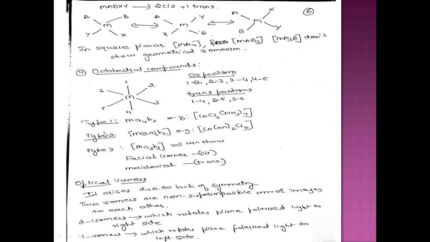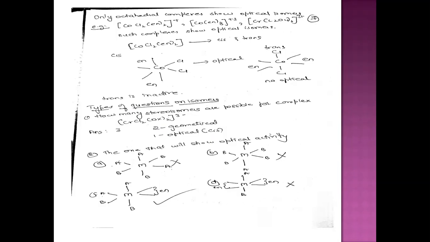Correct. Now for geometrical: this is an octahedral complex of the form M(AA)2B2. How many isomers can you write? One cis and one trans. So two geometrical isomers are possible and one optical isomer is possible. Total 2 plus 1, so the total number of stereoisomers that are possible is 3. That is the answer.